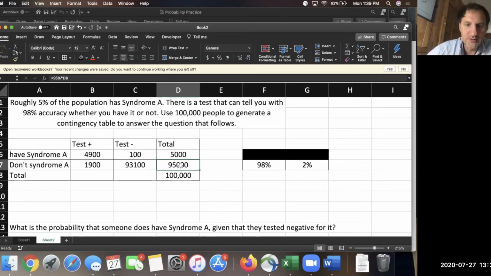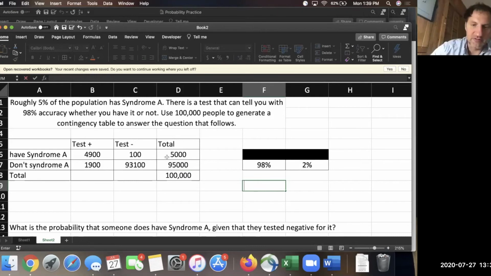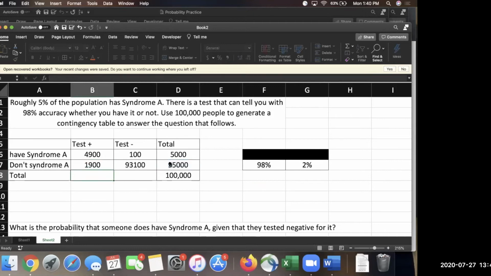What is 2 divided by 100? It's not 0.2. Okay, so it's 0.02. Right. So that's the multiplier then. Equals 0.02 times 95,000. 1,900. Okay.